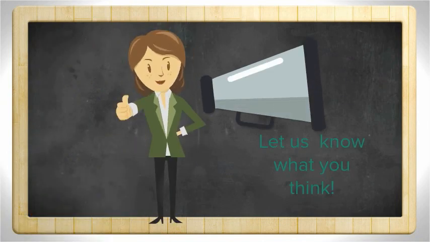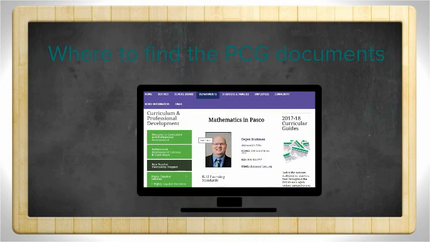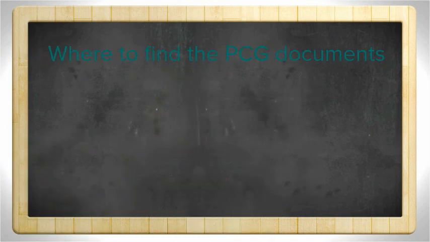So where do you find your PCG documents? There will be 3 ways to access your documents. The first way will be on the PSD website under the Curriculum and Professional Development tab, Math. Make sure you sign into the web page for access. Once you get to your grade level, click into that page and you will see the table with all the content resources. Click on PCG for your unit document.